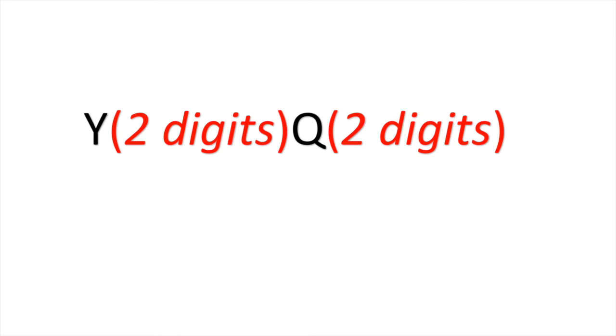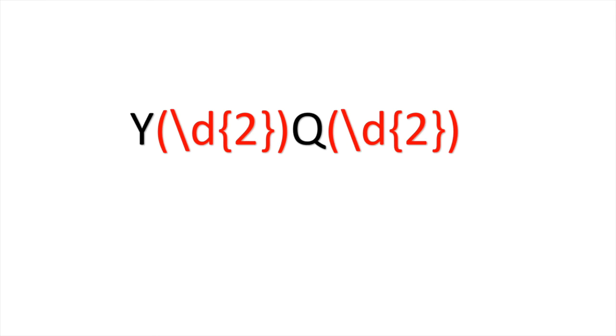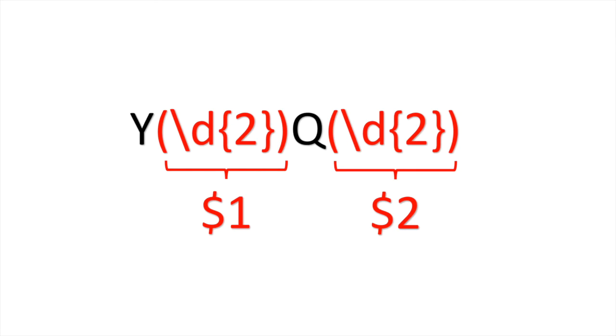Okay, so let's replace 2 digits by the syntax. There you go. This is a perfectly valid regular expression that's going to capture the 2 digits of the year and the 2 digits of the quarter. It's also going to number them. So the first one is going to be called number $1, and the second is going to be called $2.